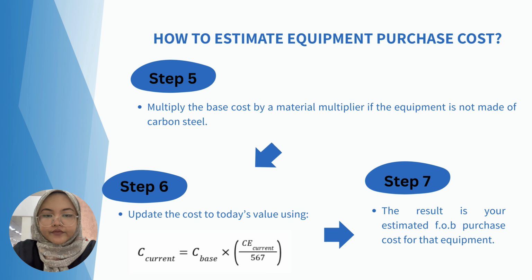Next, for step 5, we multiply the base cost by a material multiplier if the equipment is not made of carbon steel. And then for step 6, update the cost to today's value by using this formula: the current equipment cost equals the base equipment cost times CE current divided by 567, which is the CE index of year 2013. And then the last step is that the result is your estimated FOB purchase cost for the equipment.